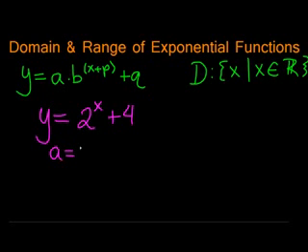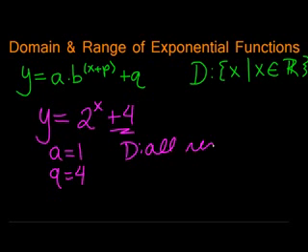So our a, in this case, is 1, which means that it is greater than 0, and we're going to have y is greater than whatever our q is. Well, we need to identify our q. What comes after our b to the x? Plus 4. So our q is 4. Again, our domain is all real numbers. Our range is y is greater than, because our a is above 0, y is greater than our q, which is 4.